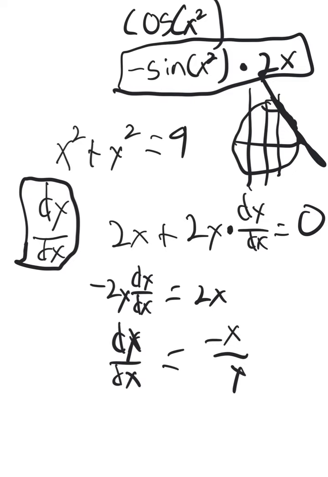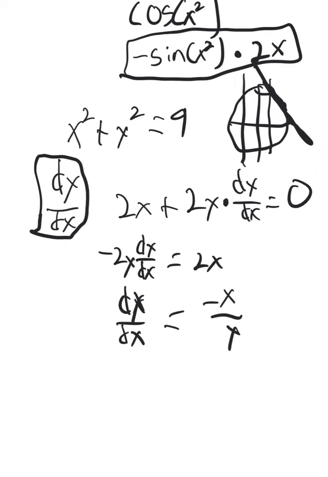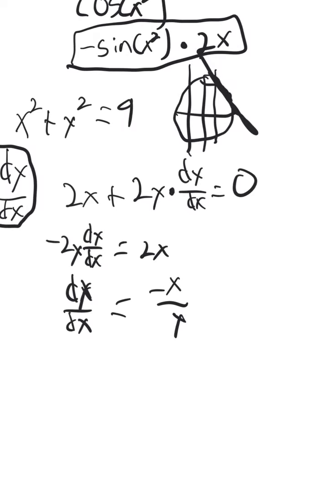Now, something that I should have shown a little earlier is how to use the derivative to find the tangent line, not just the slope of a tangent line, but the actual equation for a tangent line. So let's use this as an example. Let's say we wanted to find the equation of a tangent line at the point 1, 3.